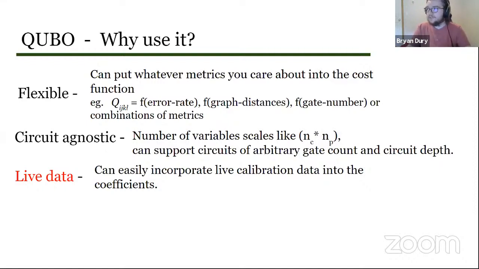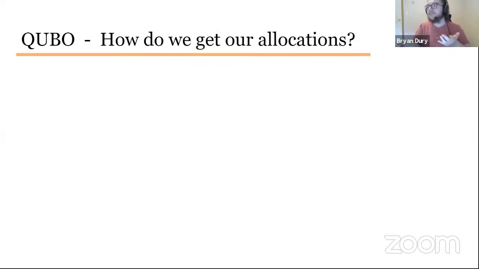And QUBO allows us to do that quite easily on the allocation end of things, because we can really just take this calibration data, like error rates or gate fidelities and things like that, and shove it into the coefficients, and that'll, as I said before, improve on the allocations we get at the end of the day with respect to those metrics. So now we know what QUBO is and why we should use it.